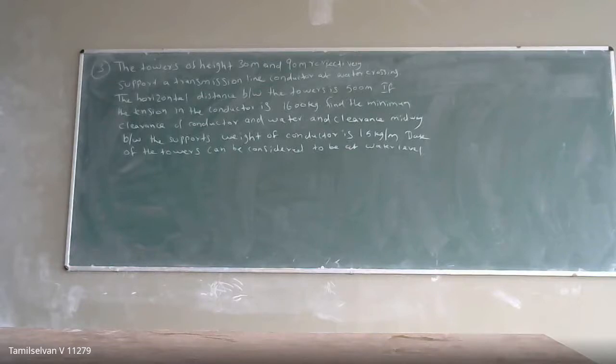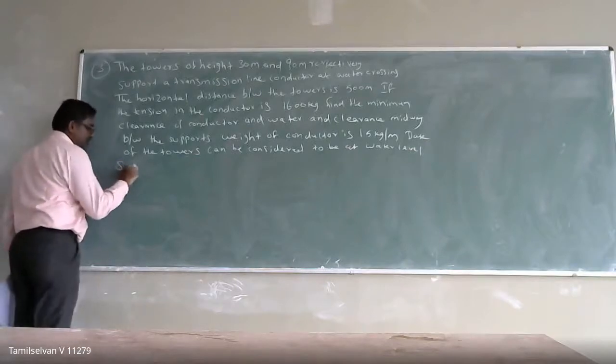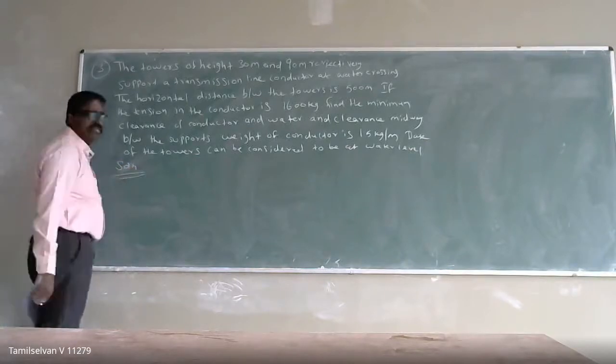Okay. They ask to calculate the clearance from the lowest point O from your water level. What is the ground clearance? So now we have to calculate what is the clearance from your water level. For this we have to draw the diagram, then only can it be easy to solve this problem.